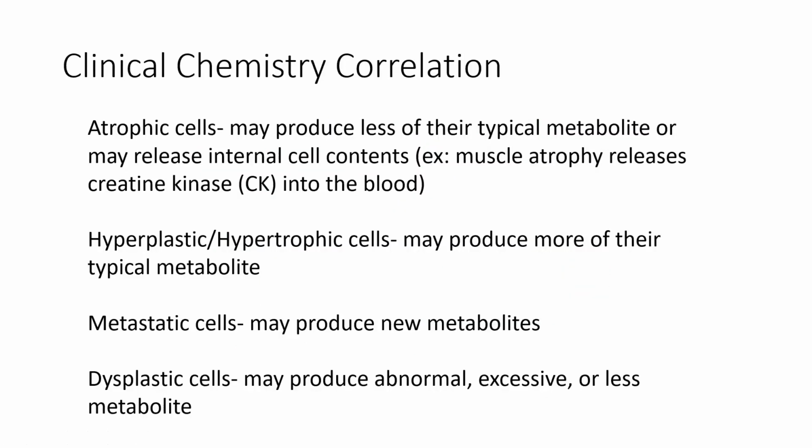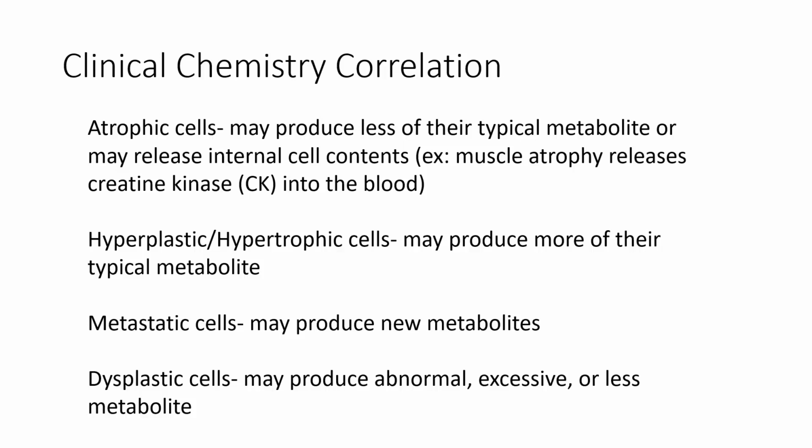So what is the correlation to clinical chemistry? Atrophic cells may produce less of their typical metabolite, or they may release internal cell contents. So as the cell is getting smaller, some of the contents may come out, or they may stop producing as much metabolite as they used to. That's something that we can test for in the blood.